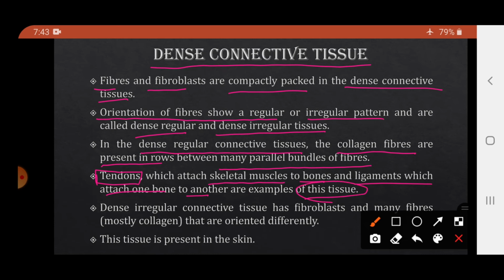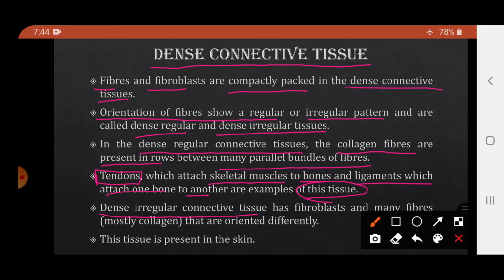So tendons, जो tendons का काम क्या है? किसको कनेक्ट करना? स्केलेटल मसल्स को बोन्स के साथ करना. अगर बोन्स मसल के साथ अटैच हो गए तो ही बॉडी में मूवमेंट पॉसिबल है. सो बोन्स को मसल के साथ, वन ऑफ द टाइप ऑफ द मसल इज द स्केलेटल मसल, उसके साथ कनेक्ट कौन करता है? टेंडन्स. दिस टेंडन्स इज अ रेगुलर कनेक्टिव टिश्यू. एंड लिगामेंट्स क्या होते हैं? जो दो बोन्स को कनेक्ट करते हैं. सो दिस आर अगेन द एग्जाम्पल ऑफ द टिश्यू.